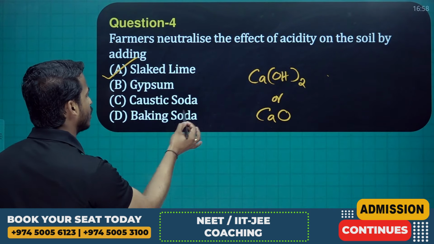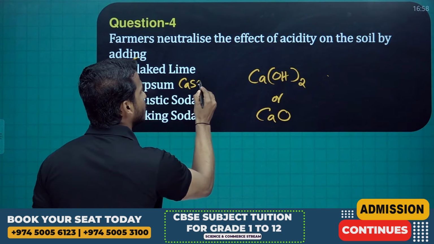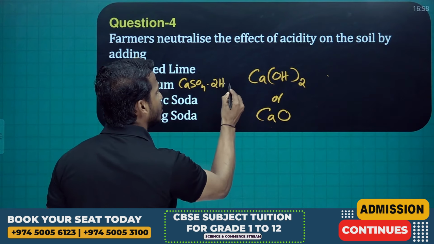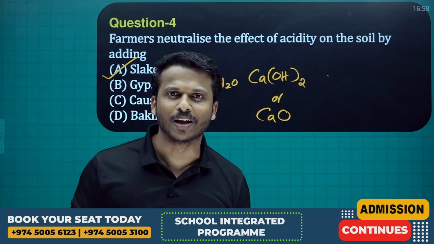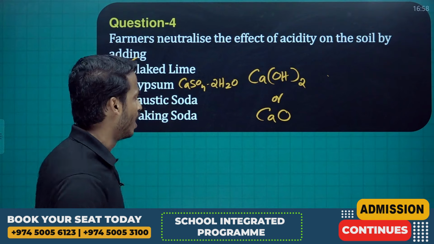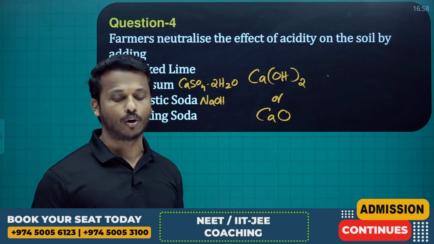What about gypsum, caustic soda, baking soda? No. Dear all, what is gypsum? Calcium sulfate 2H2O is gypsum. What is caustic soda? What do you mean by caustic soda, my dear? Caustic soda is sodium hydroxide. Okay, sodium hydroxide having the common name, please revise all of you.